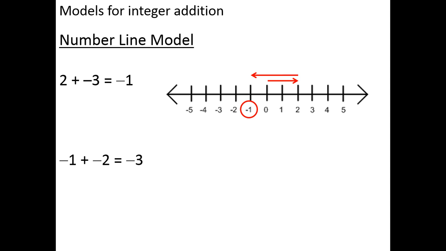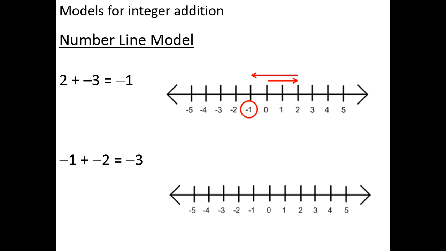How about negative 1 plus negative 2? That equals negative 3. Now how can we show that with a number line model? Well, starting at 0, the first addend is negative 1. So we draw an arrow that's 1 unit long and points to the left because our value is negative 1. And then we add to the end of that an arrow that represents negative 2. That would be 2 units long and also points to the left. And where that last arrow points is our sum, negative 3.